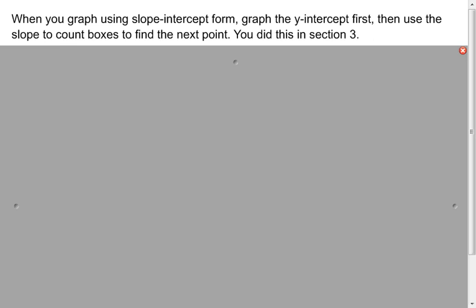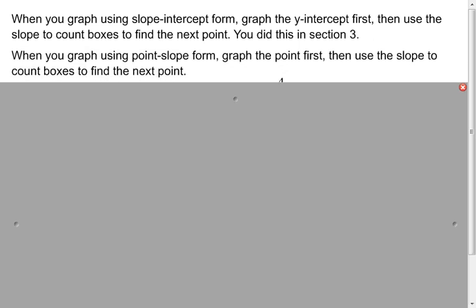When you graph using slope-intercept form, yesterday we talked about how graphing was easier than when we used table of values in chapter 4. When you graph using slope-intercept form, you graph the y-intercept first, then use the slope to count boxes to find the next point. That's what we did in the last section, in section 3. When you graph using point-slope form, graph the point first, then use slope. Same type of thing as we did yesterday.